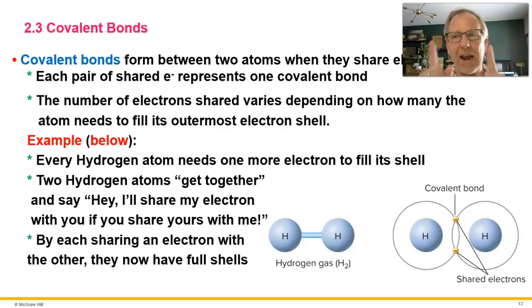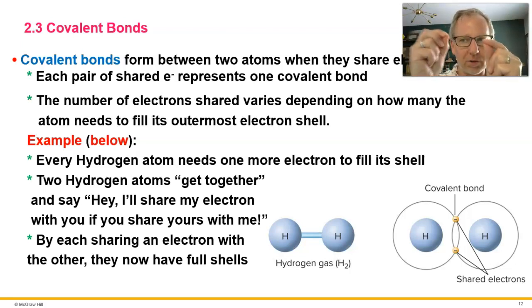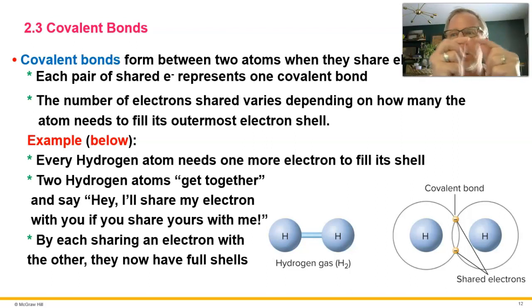Now, every pair of electrons that is shared between two atoms, one electron with one atom, one electron with the other atom, each pair that's shared represents one covalent bond. So 2 electrons being shared makes one covalent bond. The number of electrons that are shared varies depending on how many electrons the atom needs to fill its shell. Let me say something about that.